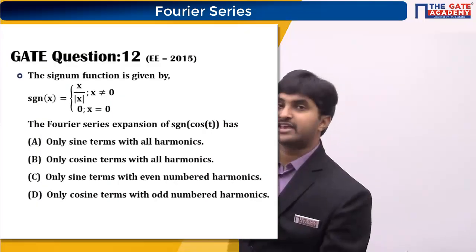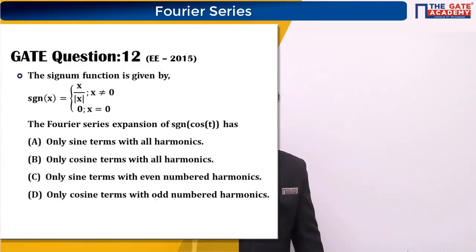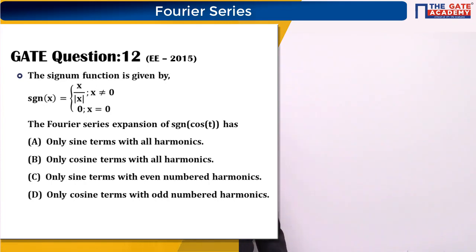So the Signum function is given. Signum function is equal to x by mod of x for x not equal to 0, it is equal to 0 for x equal to 0. And we want the Fourier series expansion of signum of cos t.